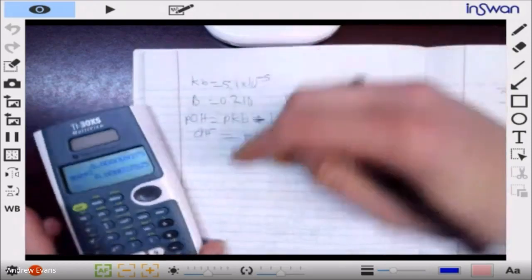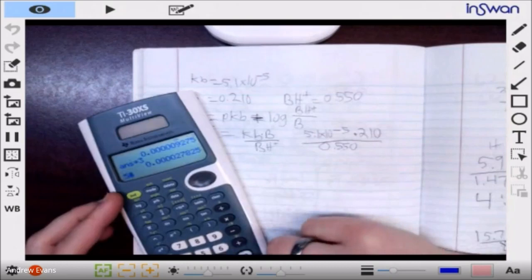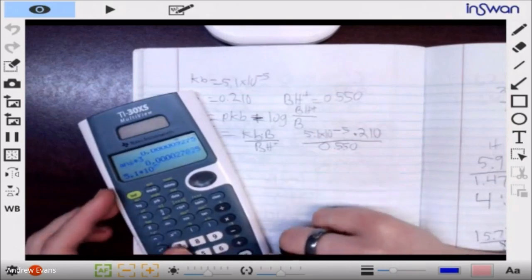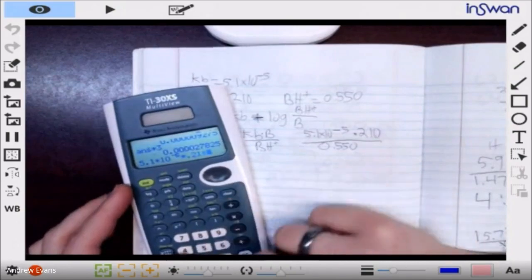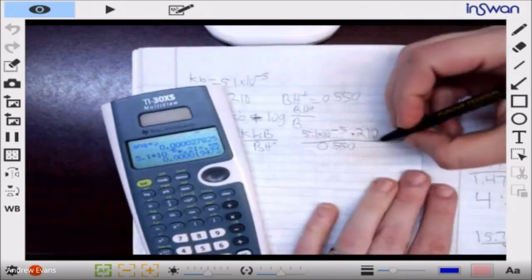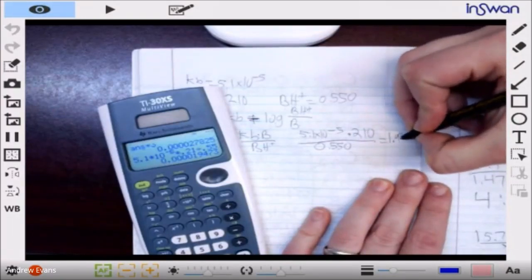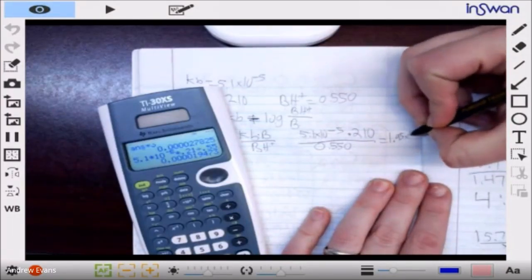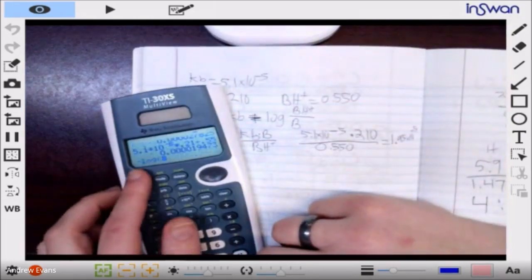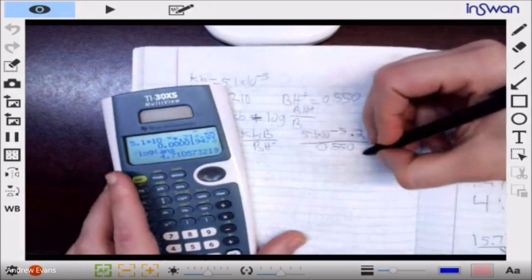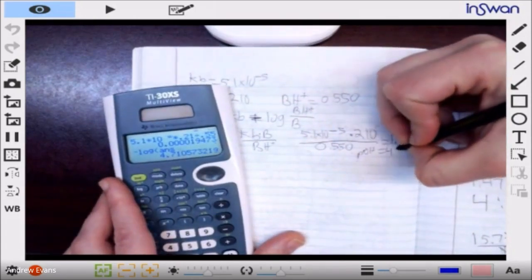So the concentration of OH is 1.95 times 10 to the negative fifth. Take the negative log of that to get the pOH. The pOH is 4.711.